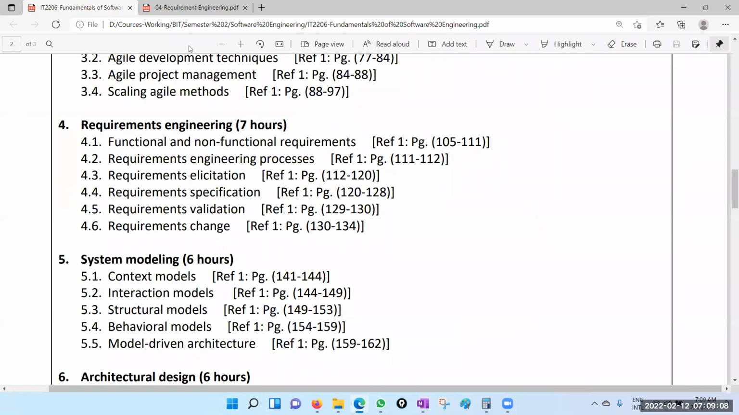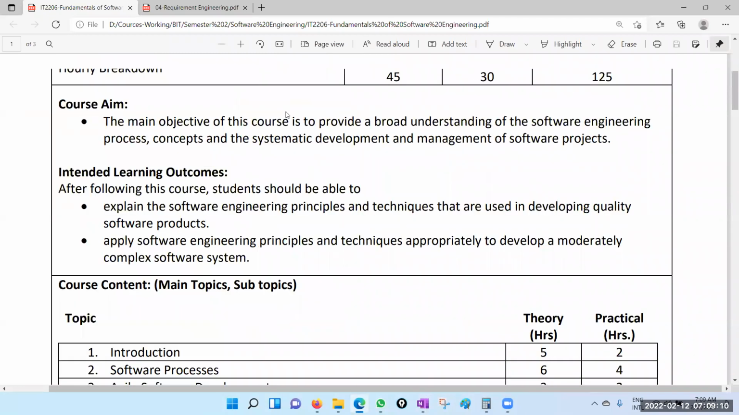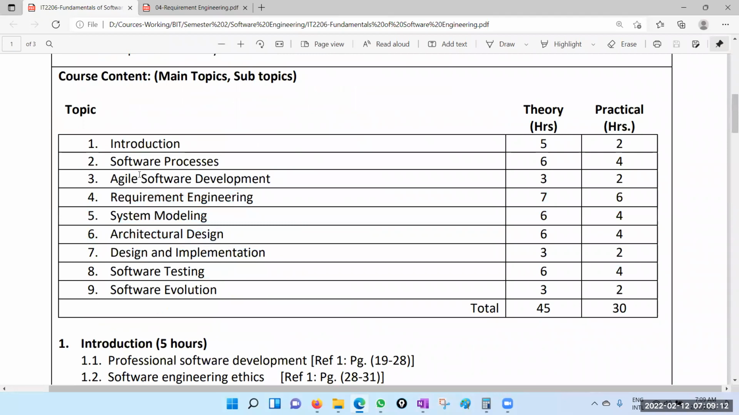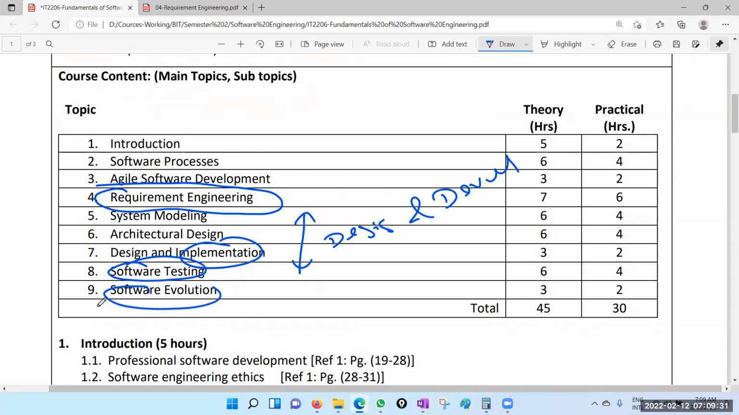So now if you look at the syllabus, the rest of the stuff, right? I will go to the big picture. So first we are going to discuss requirement engineering, that is requirement analysis. So these three topics are sort of overlapping design and development, right? Development. So this is your testing part and evolution part.